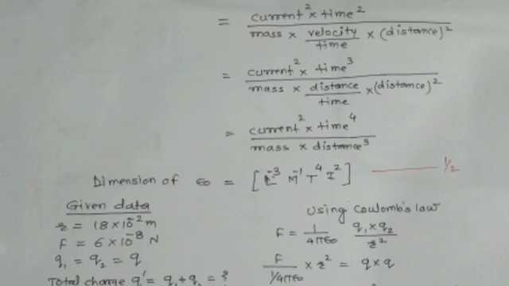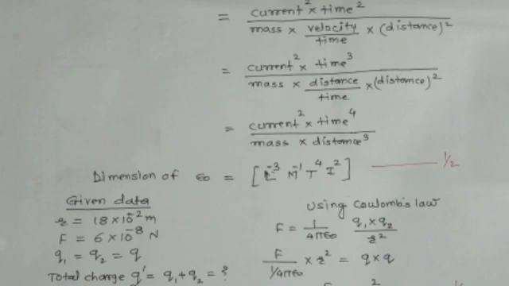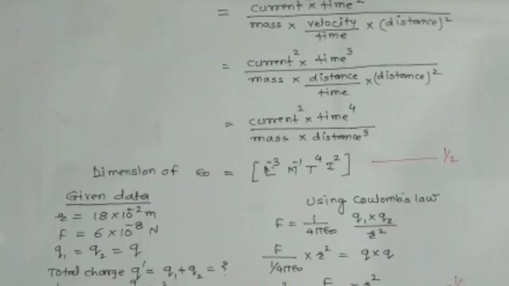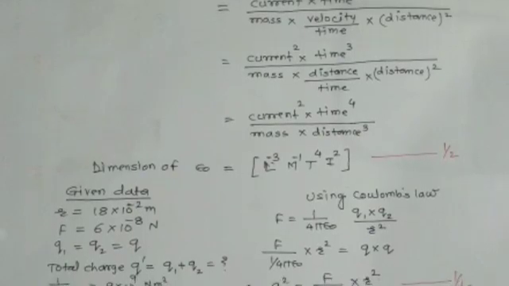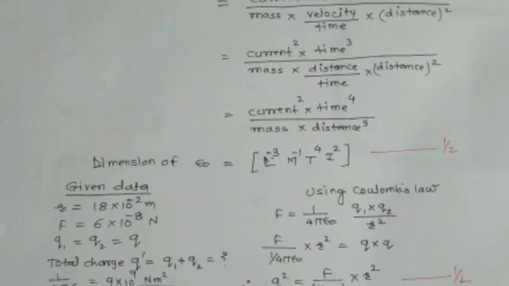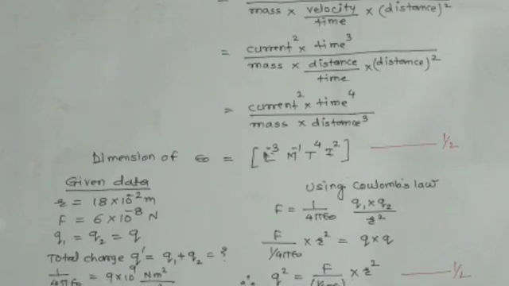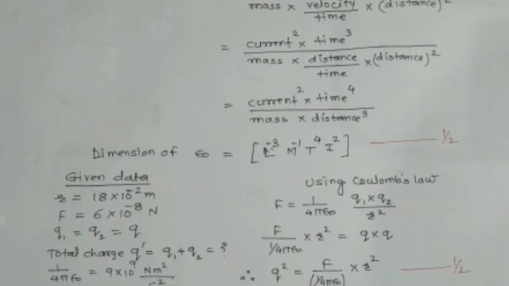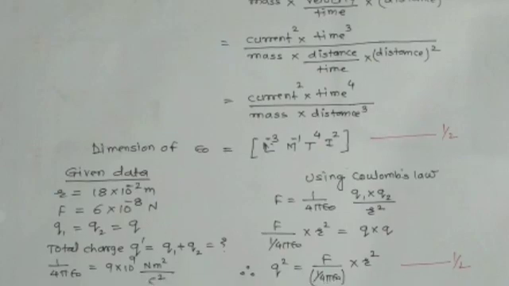Force is 6 into 10 raised to minus 8 Newton. The two charges are negative and equal, so Q1 equal to Q2 equal to Q. Therefore, total charge Q dash is equal to Q1 plus Q2, which can be calculated. Given 1 upon 4 pi epsilon 0 equal to 9 into 10 raised to 9 Newton meter square per Coulomb square. Using Coulomb's law, we write the formula.